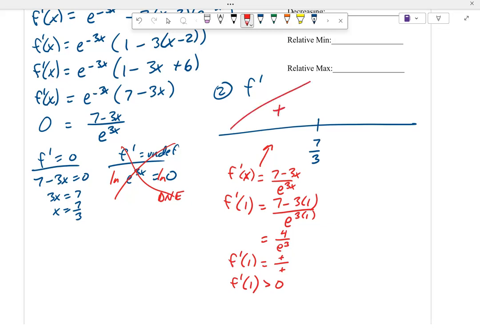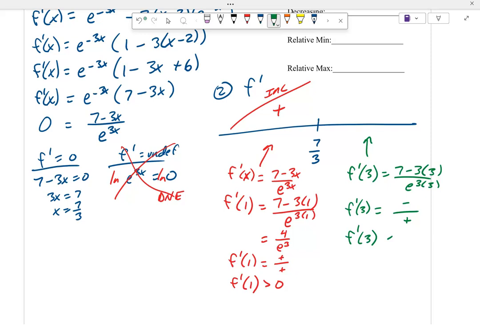So the original function must be increasing up until 7/3. Let's go ahead and test something after 7/3, like maybe 3, right? 7/3 is like 2 1/3, so let me throw in 3. 7 minus 3 times 3 over e to the 3 times 3. So I got 7 minus 9. I got a negative on the top. E to the 9th is a positive value on the bottom. So I've got a negative over a positive. So that ends up being a function that is decreasing, right?